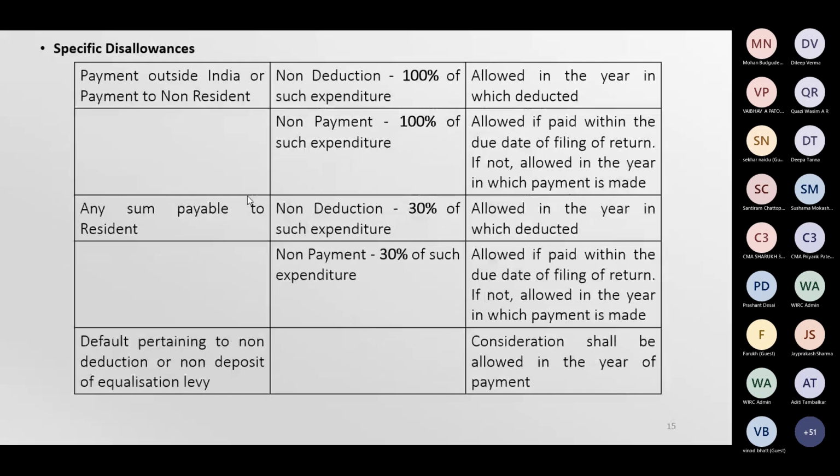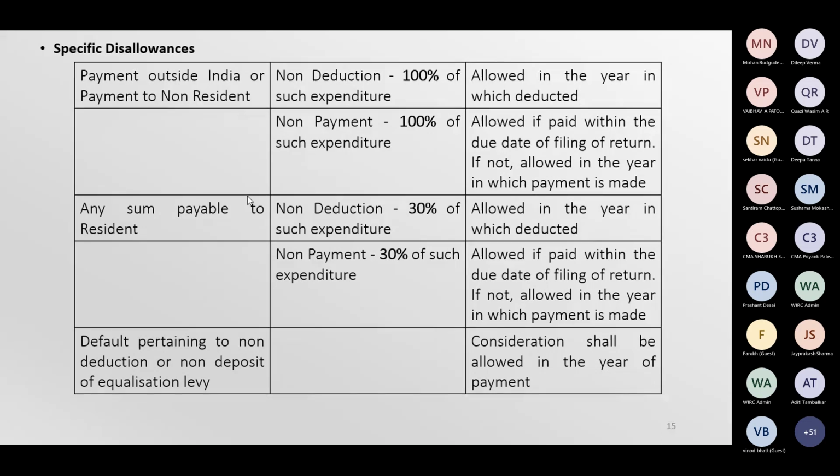Then we'll move to certain specific disallowances. The first disallowance is non-deduction or non-payment of TDS. If the payment is made outside India or to a non-resident, then 100% of such expenditure is disallowed for non-deduction as well as for non-payment. But of course, whenever you comply with the provision, so if there is a non-deduction case for the current year, but in the subsequent year you deduct that TDS, then in the subsequent year the expenditure is allowed.